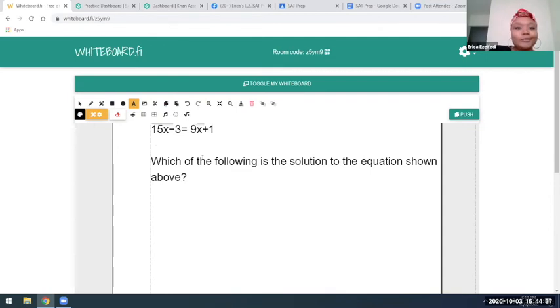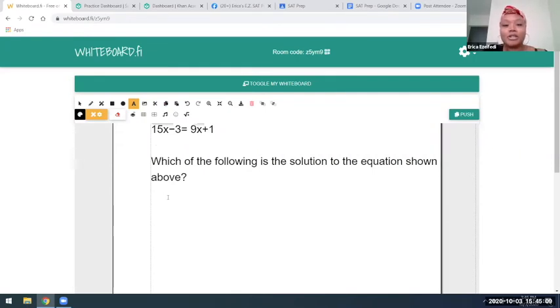So, which of the following is a solution to the equation shown above? First things first, what is this question asking me? Anyone can speak. You have to find the value of x. The value of x, right. We know it's the value of x because all the other numbers are there. So the only thing we don't know is the value of x.